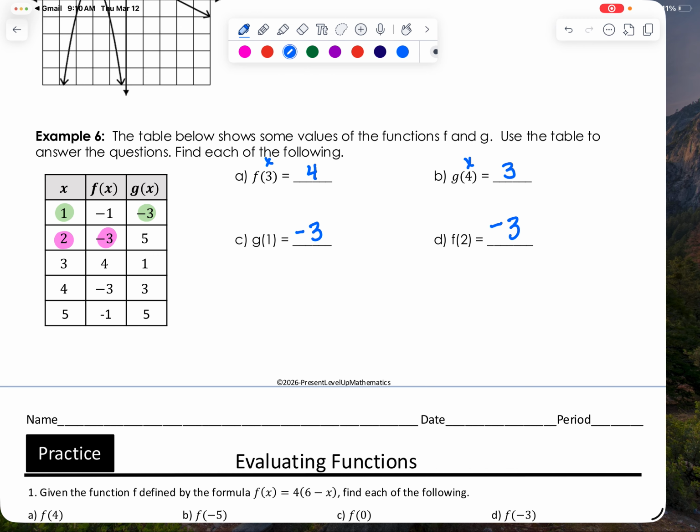And that concludes today's lesson, evaluating functions written in function notation.